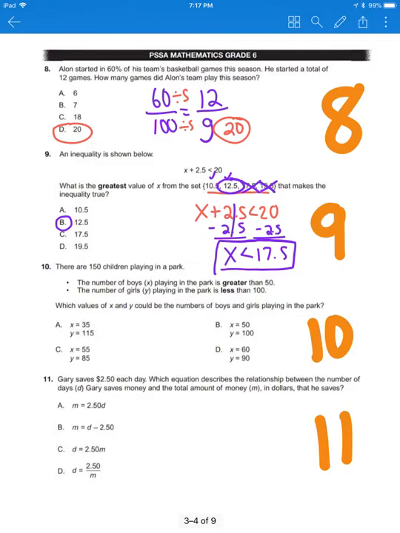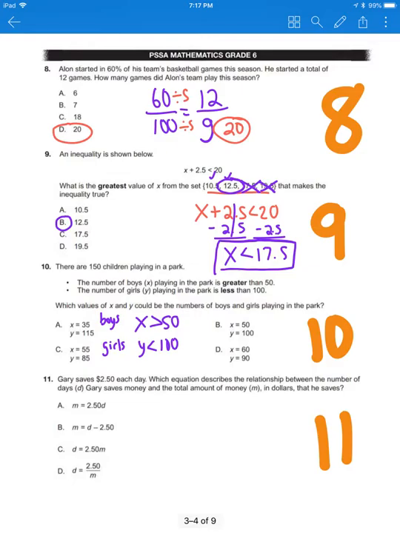All right. Number 10, there are 150 children playing in a park. The number of boys, X, playing in a park is greater than 50. All right, so let me write that down. X is greater than 50. And that's boys. The number of girls playing in a park is less than 100. So girls, and that's Y. Y is less than 100. So which values of X and Y could be the numbers of boys and girls playing in the park?